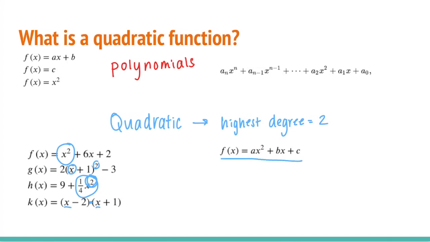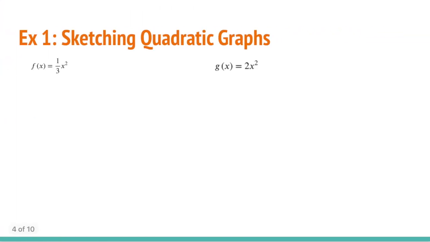Okay, and we have this formula here, f of x equals ax squared plus bx plus c, and we're very used to seeing that. So this is our preferred order of writing the terms of our quadratics. Start with the x squared term, then the x, then the c. So let's do a little quick sketch.